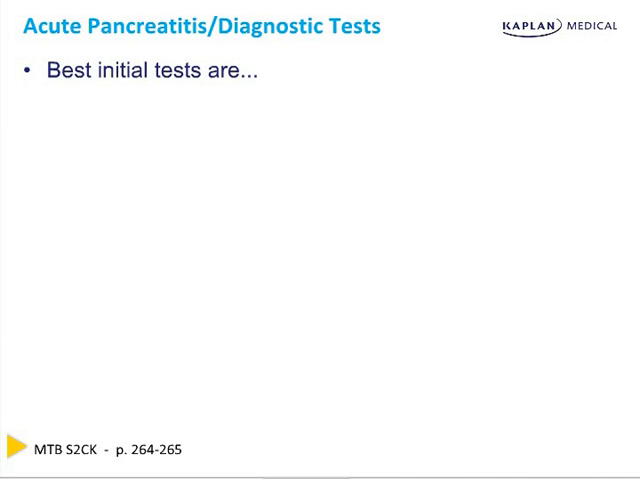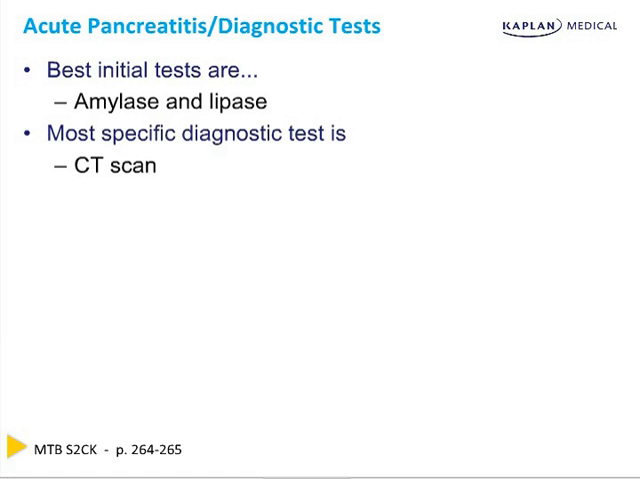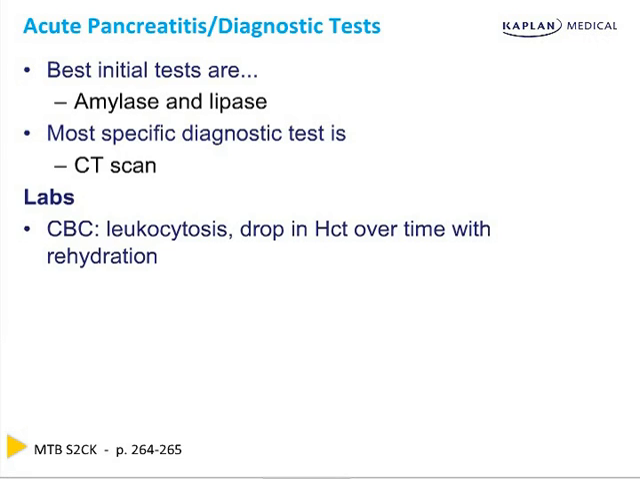The best initial diagnostic test is an elevated amylase and lipase level. The most specific diagnostic test is a CT scan. Other labs, such as a CBC, will show leukocytosis and a drop in hematocrit over time with rehydration. Remember, when they present to you, they are severely volume depleted and are hemoconcentrated.